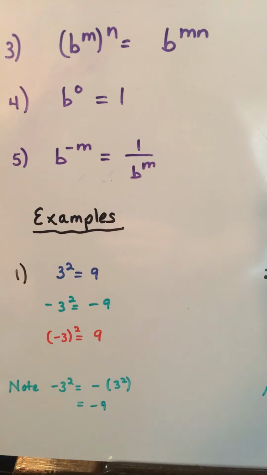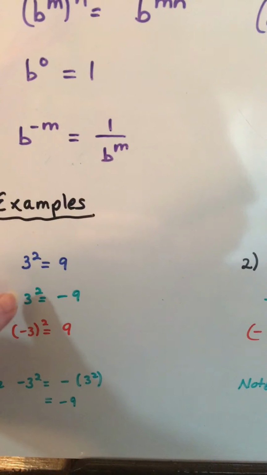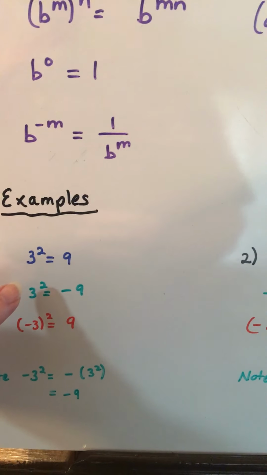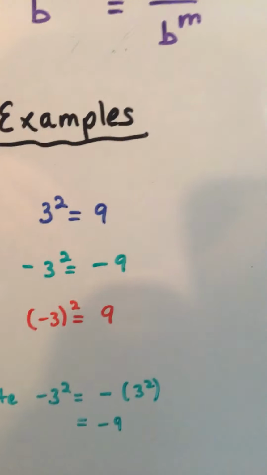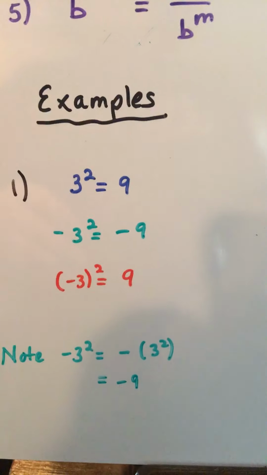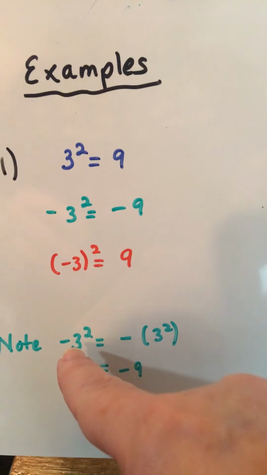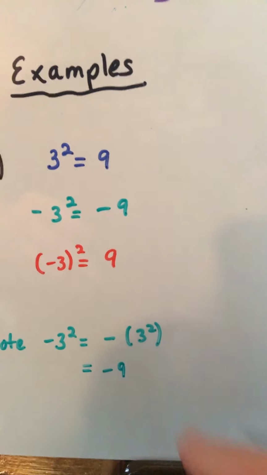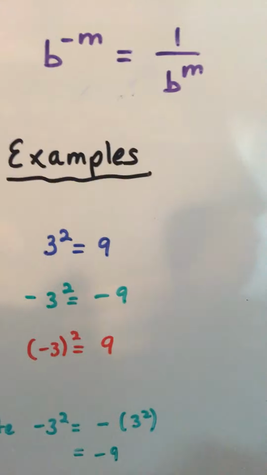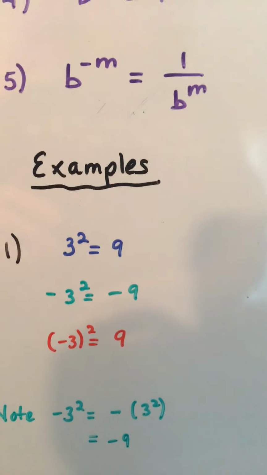3 squared means 9. Negative 3 squared means, oh, leave that negative alone, it's not in a parenthesis. So my answer is negative. It means 3 squared is negative 9. In math, it is understood that if you don't see a parenthesis, the sign is not included. So negative times 3 to the second really means negative, parenthesis, 3 to the second. Now, in the red case, notice the negative is inside. And 2 negatives, when you're multiplying, will create a positive.